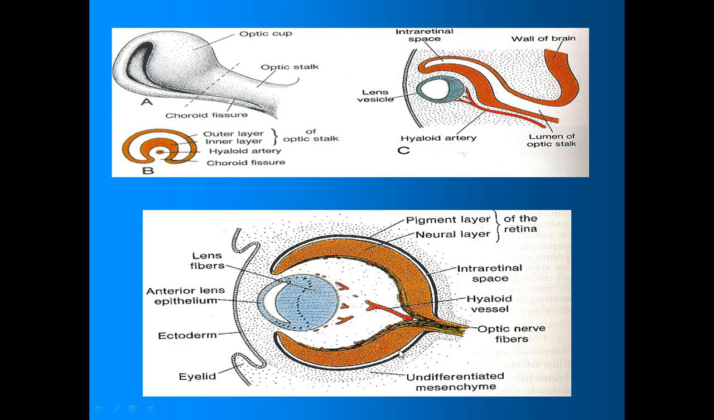whereas this surrounding mesoderm which comes in front of the lens will give rise to a liquid-like material. It's called the aqueous humor. The remaining portion of the adjacent mesoderm which encircles this optic cup area will give rise to the sclera.